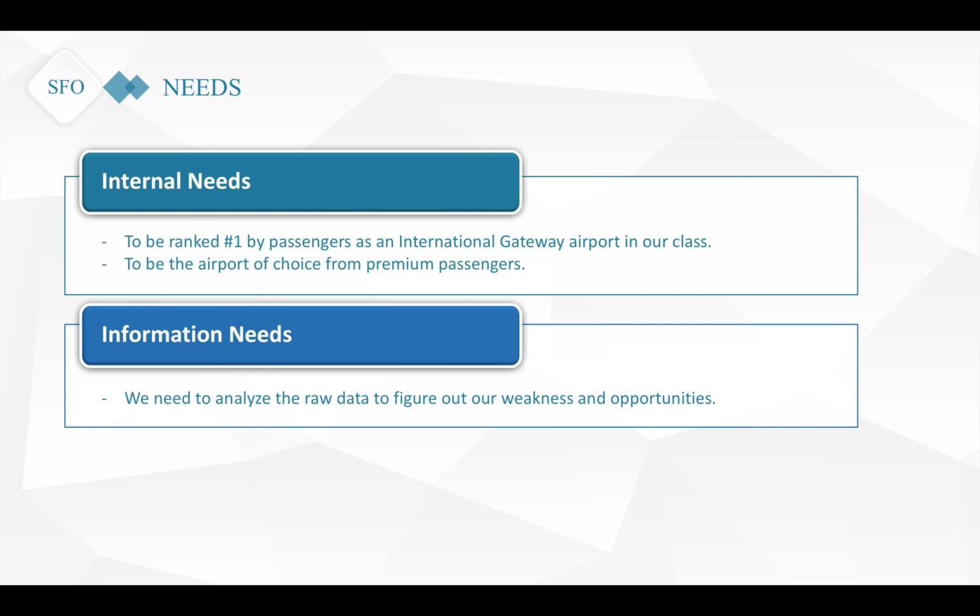In terms of needs, we have internal needs and information needs. Internal needs mainly come from the lead executive objectives, including to be ranked as number one by passengers as an international gateway airport in our class, and to be the airport of choice for premium customers. For the information needs, we need to analyze the raw data to figure out our weaknesses and opportunities. Therefore, we would like to conduct the analysis to gain more insights from the raw data to accomplish our objectives.